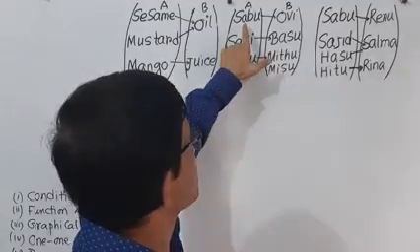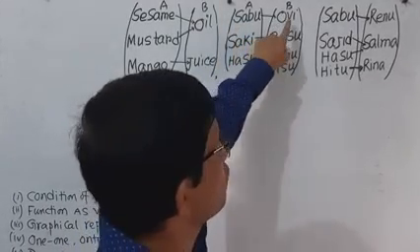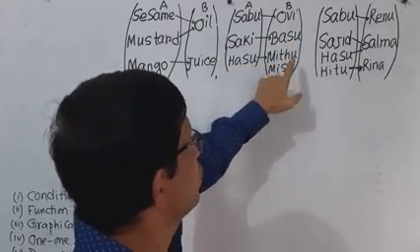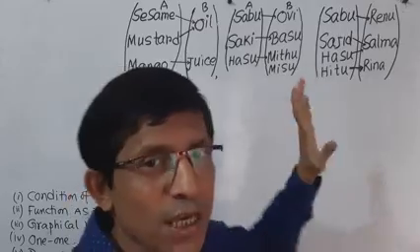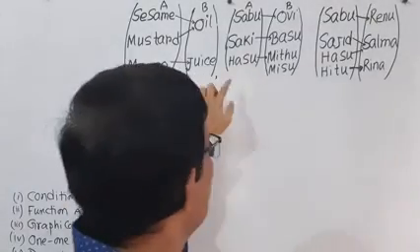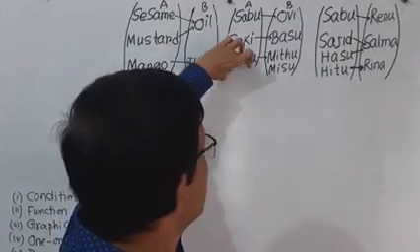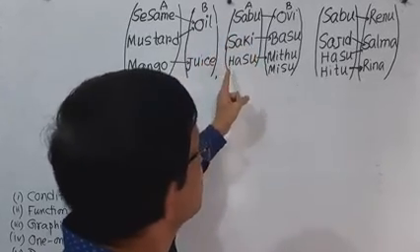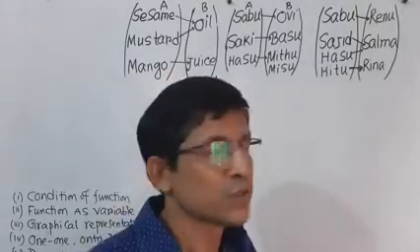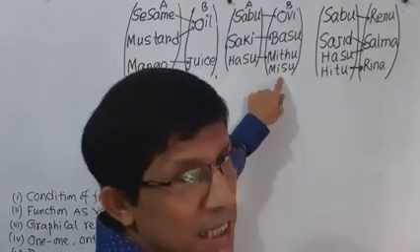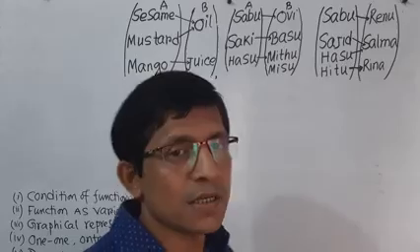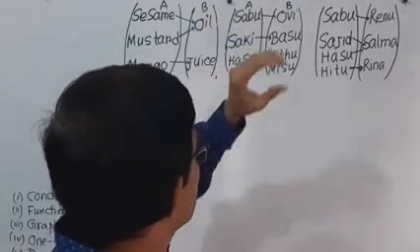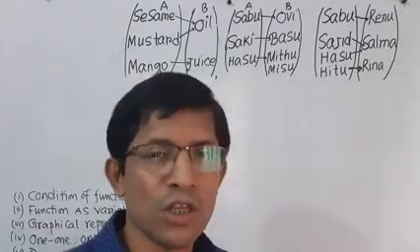That means Shabu's image is Obi, Shaki's image is Basu, Hashu's image is Mitu, but Mishu has no image. Mishu is not the image of any element of set A, because there is no son in this set who is the son of Mishu. So Mishu will not be an image for any element of set A. Okay? So this is the definition of a one-one function.